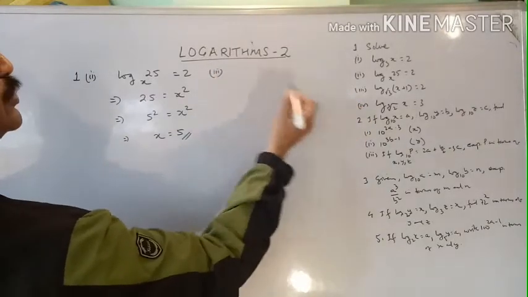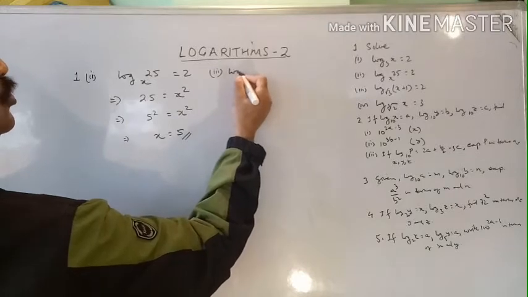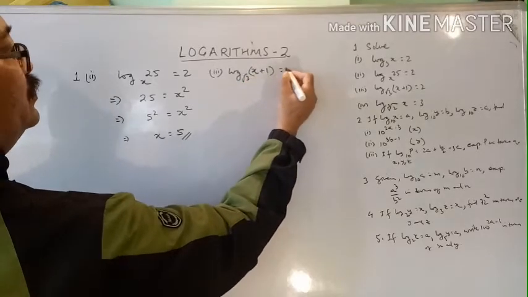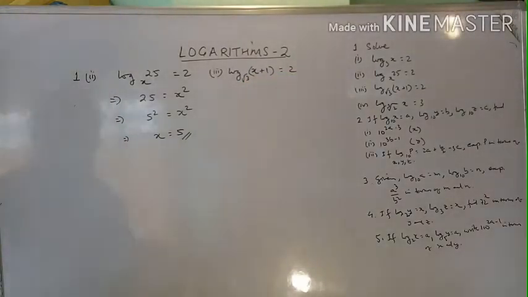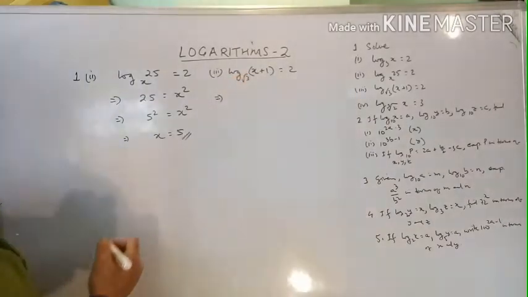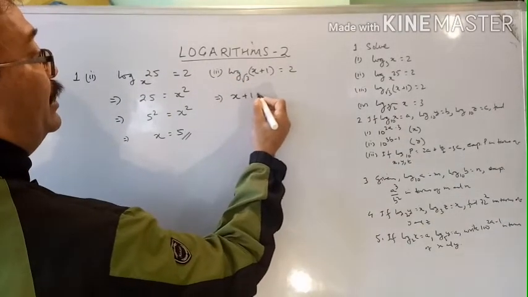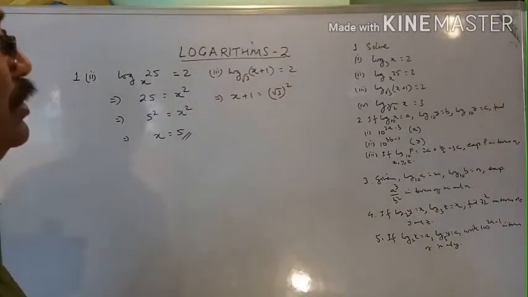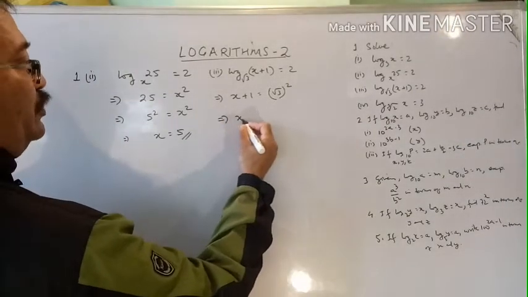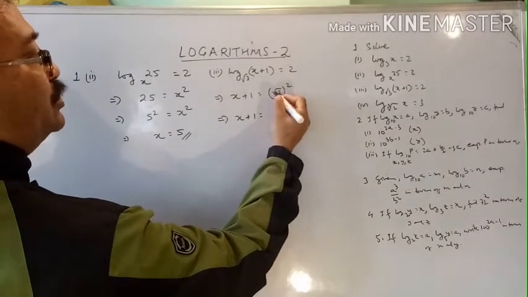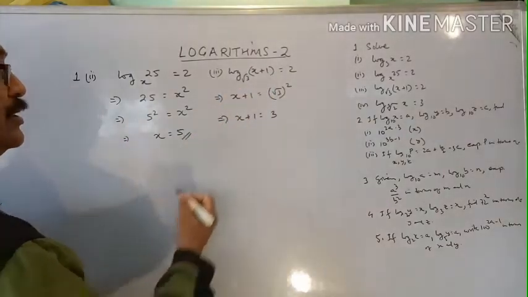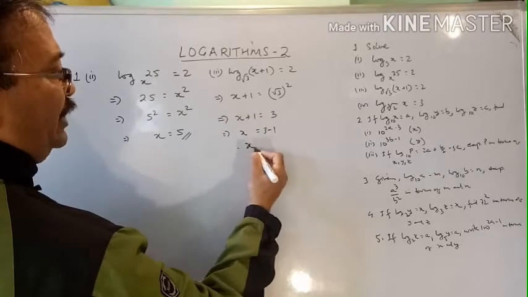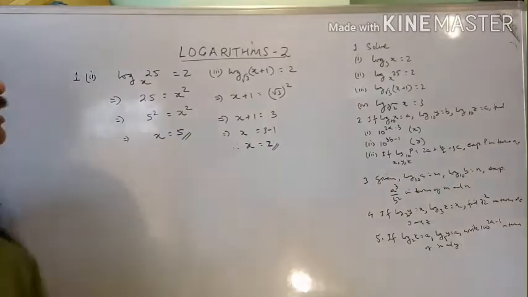Okay, similar question. So here log of x plus 1 to the base root 3 is equal to 2. But your concept is the same. So change it into exponential form. So you get x plus 1 equal to root 3 whole square, because the base is root 3. Now the square will cancel the root, so you get only 3. So x plus 1 equals 3, 1 goes to that side, so 3 minus 1, therefore x equal to 2. So this is your answer.